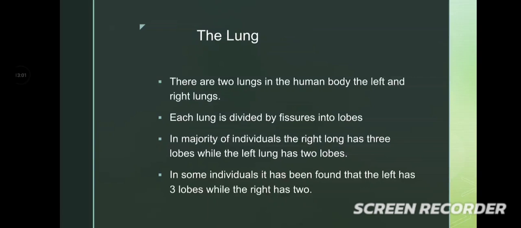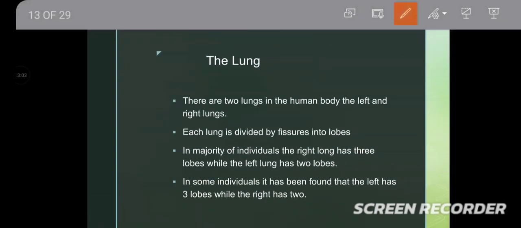Now, the lungs. A normal human being has two lungs, that is the left and the right lung. And each lung is divided by what? Fissures into lobes. In the majority of individuals, the right lung has 3 lobes, while the left lung has 2 lobes. In some individuals, it has been found that the left has 3 lobes, while the right has 2. So those are the minor cadaveric variations that exist.